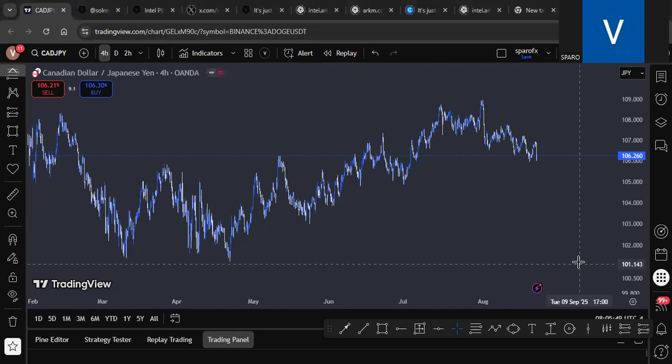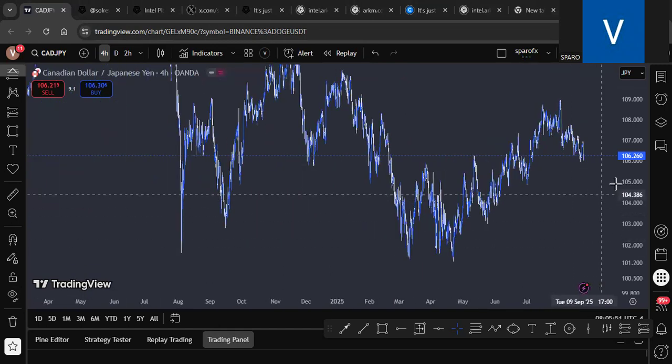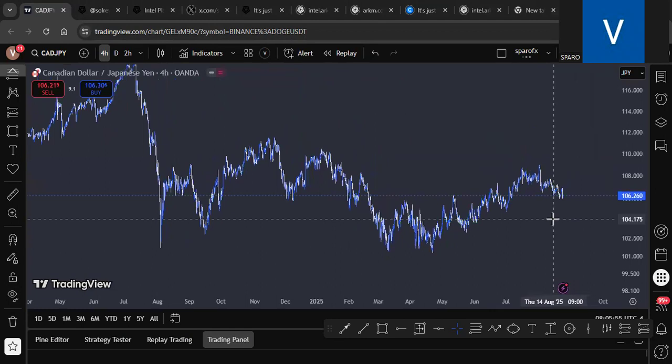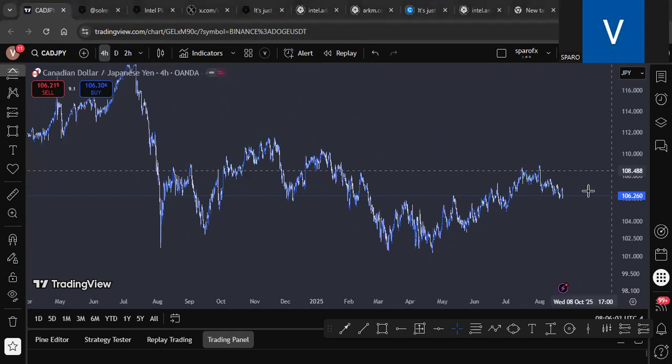Today I'm gonna be sharing my thoughts on what I expect on JPY pairs. At the same time, I'm gonna be reviewing some trades, some analysis I did some time ago.